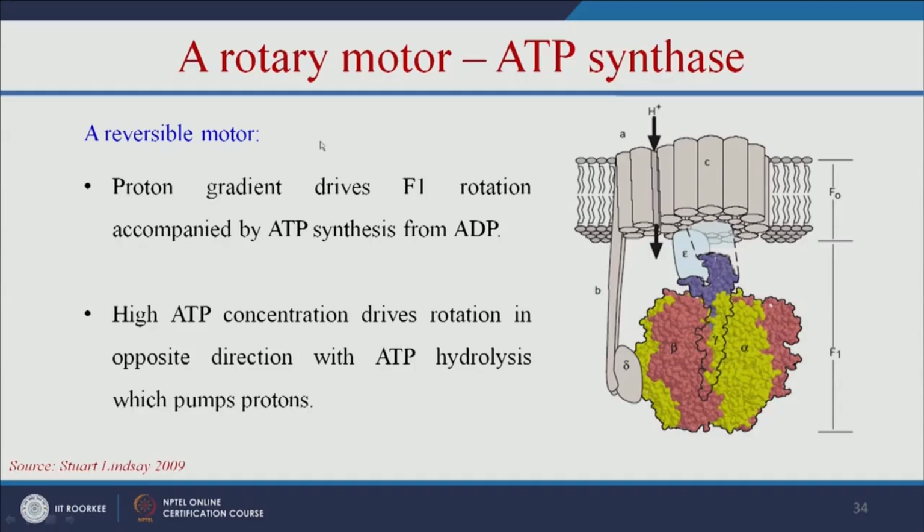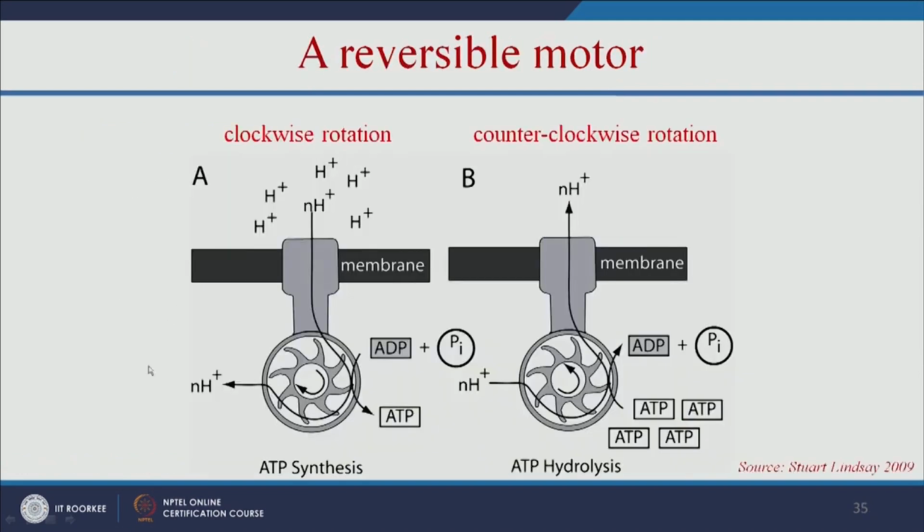So, let us see another example, ATP synthase, okay. So, here the proton gradient drives F1 rotation accompanied by ATP synthesis from ADP. So, if you have high ATP concentration that drives rotation in opposite direction with ATP hydrolysis which pumps protons. Okay. So, here you can see during ATP synthesis it will rotate in the clockwise rotation, and during ATP hydrolysis it will rotate in the counterclockwise rotation.